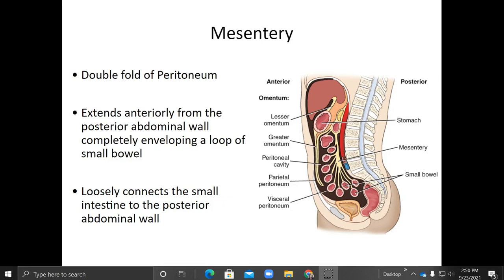But the mesentery does more than just hold the small intestine in place. It also serves to provide blood vessels, lymphatic vessels, and nerves to those parts of the small intestine. Okay, so whenever you hear mesentery, I want you to think small intestine. Mesentery connects small intestine to the back of the abdomen, and it really, again, helps to hold those loops of bowel in place.